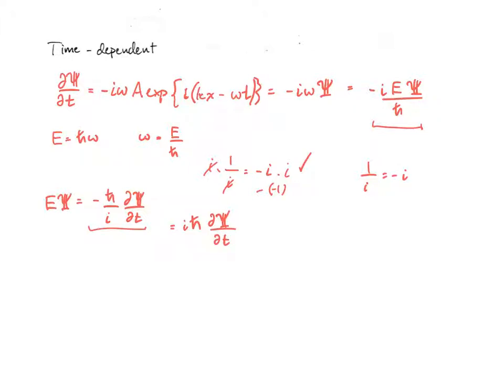Okay, and I can plug this now into my time-independent Schrodinger equation, and in the end, I get i h bar time derivative of psi is equal to negative h bar squared over 2m, second derivative of psi with respect to x, plus V psi. And that's it. That's the time-dependent Schrodinger equation.